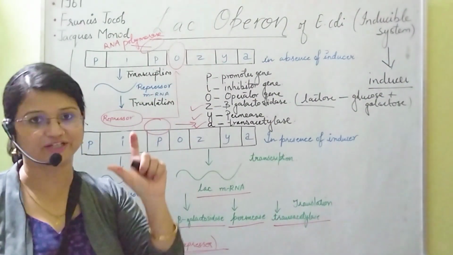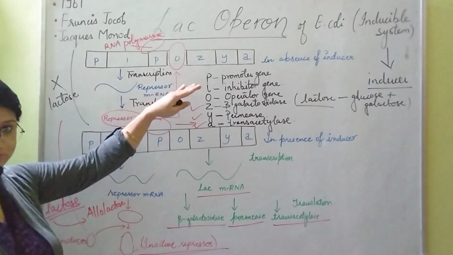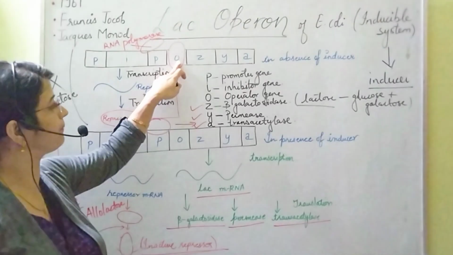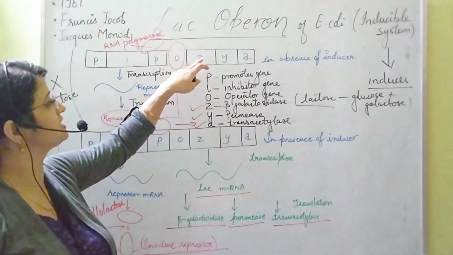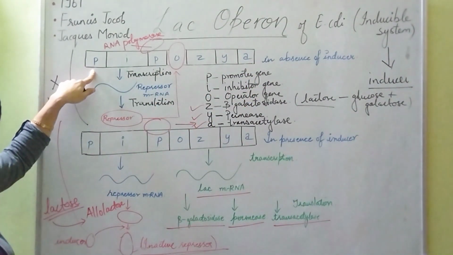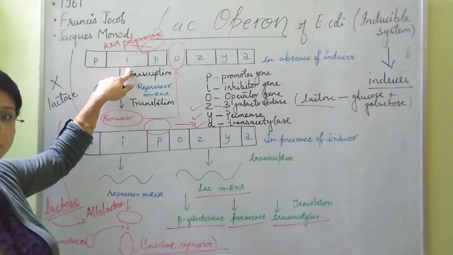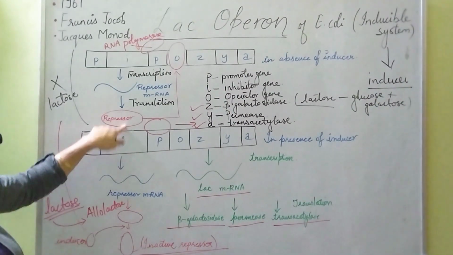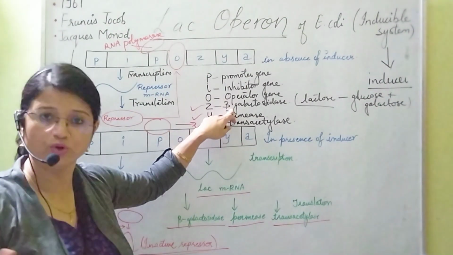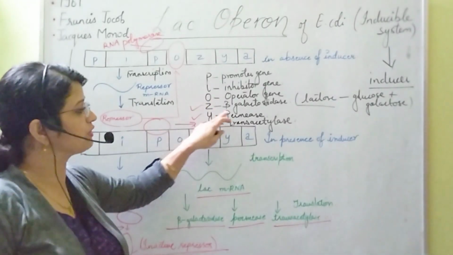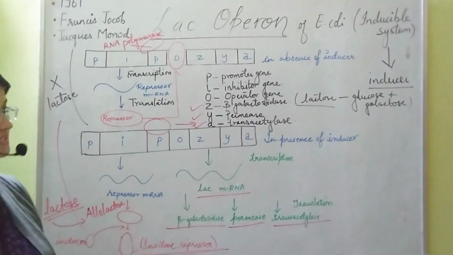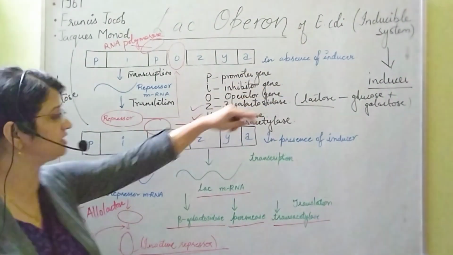So again we will see what an operon is. Operon is a part of the DNA. It has 4 types of genes present here: P promoter gene, I inhibitor gene, O operator gene, and the structural gene which has Z, Y and A genes. P gene is where the RNA polymerase will bind, I gene will produce the repressor protein, O is the operator gene, Z gene will produce beta galactosidase, Y gene will produce permease, and A is required for the formation of transacetylase.